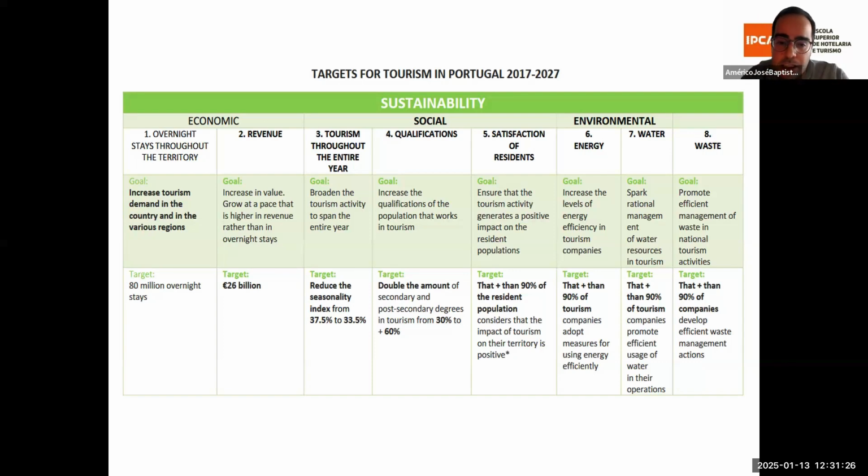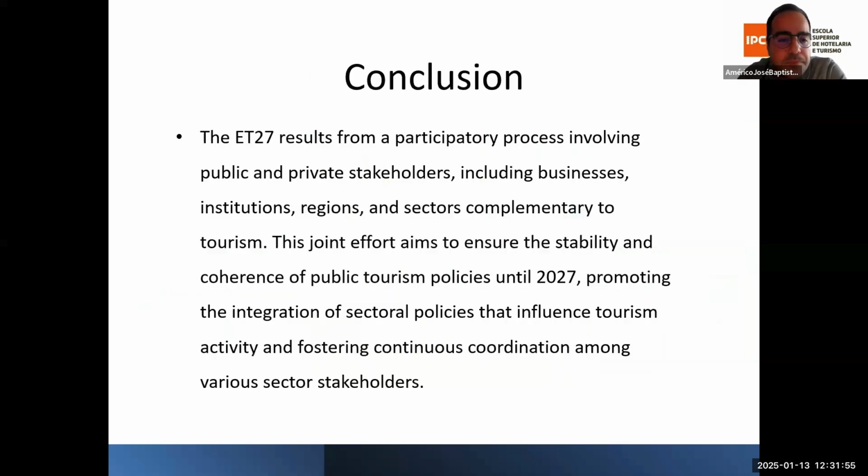Another example, on the environmental dimension of sustainability. On energy, the goal is to increase the levels of energy efficiency in tourism companies. The target is that more than 90% of tourism companies adopt or must adopt measures for using energy efficiently.